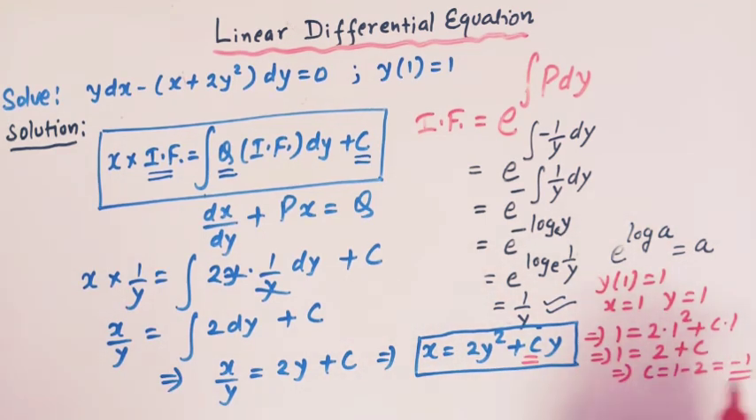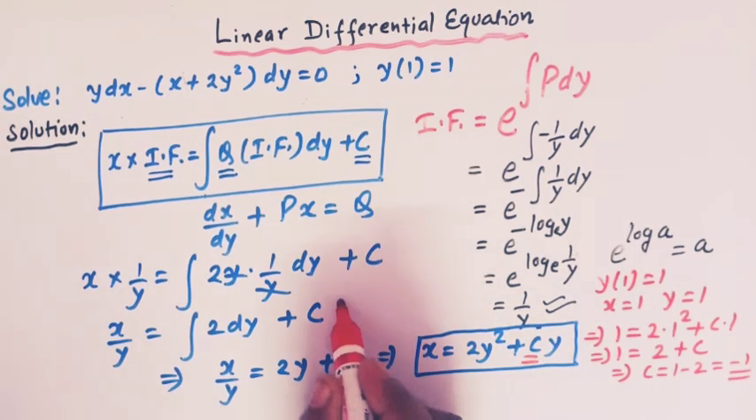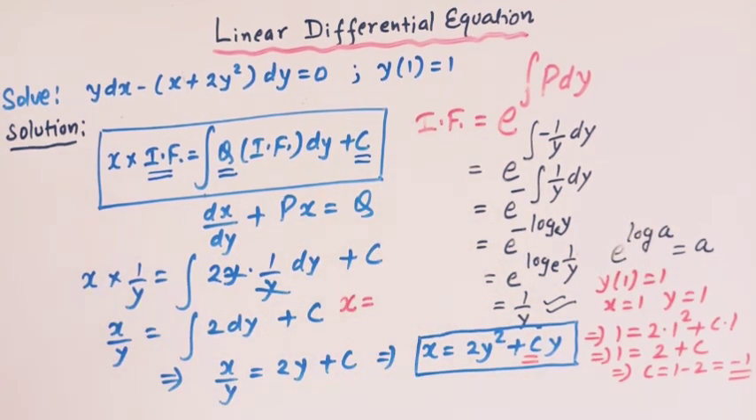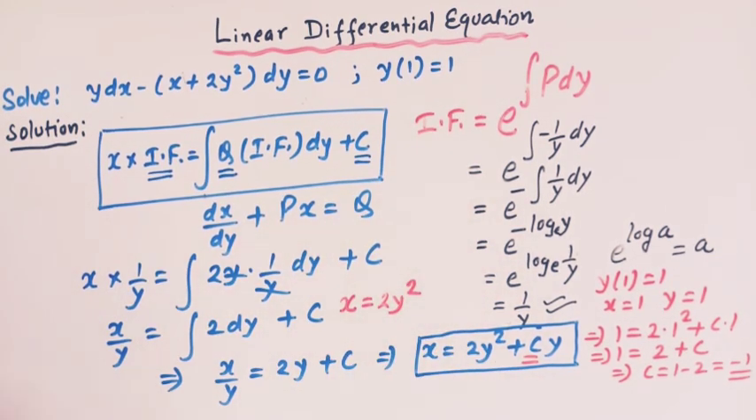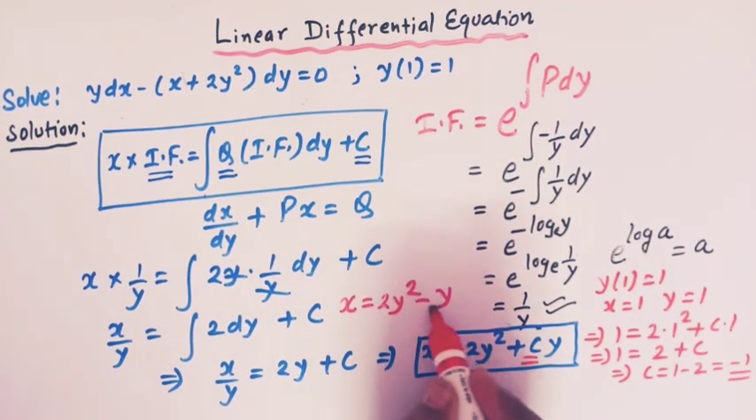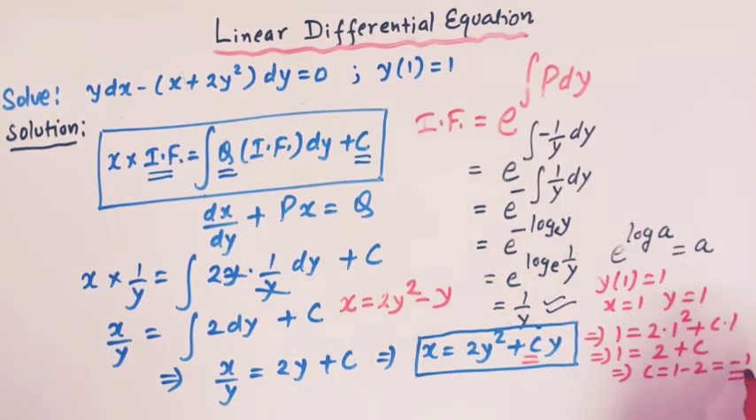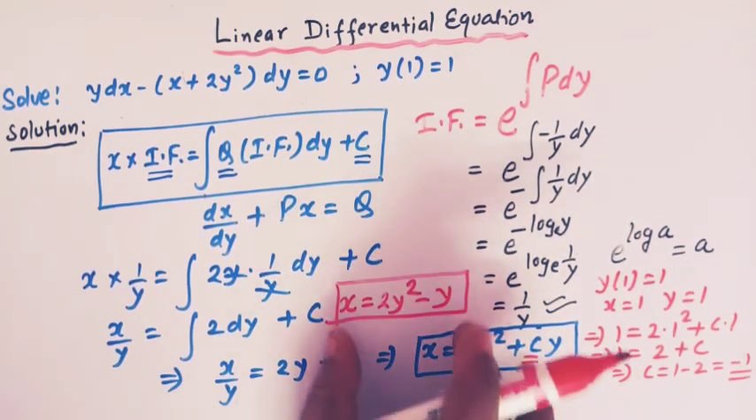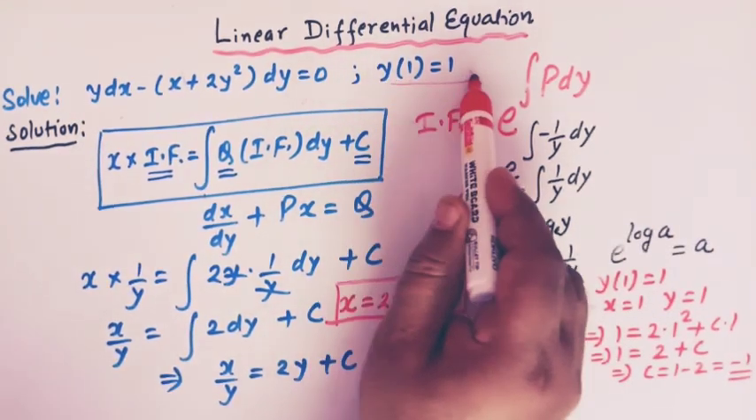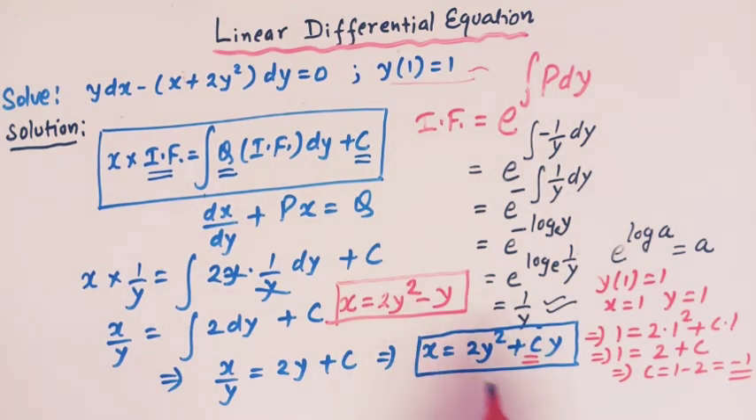Substituting the value of c as minus 1, the particular solution of this differential equation comes out to be x is equal to 2y² minus y, since c is minus 1. So this is the particular solution when this condition is given, and the earlier one is the general solution.